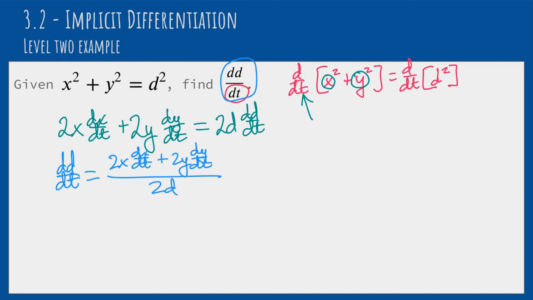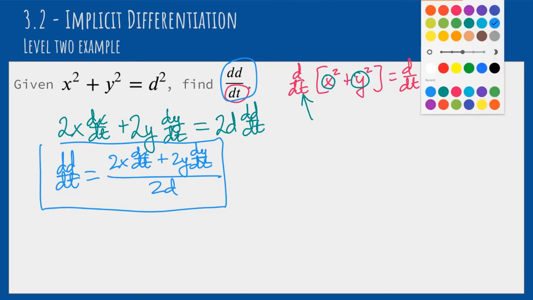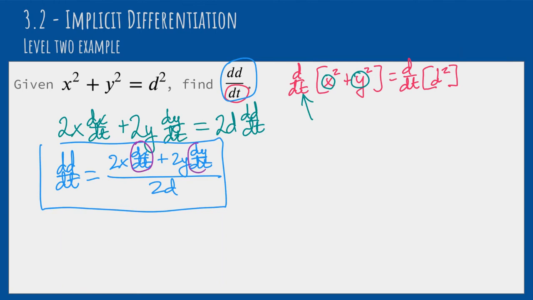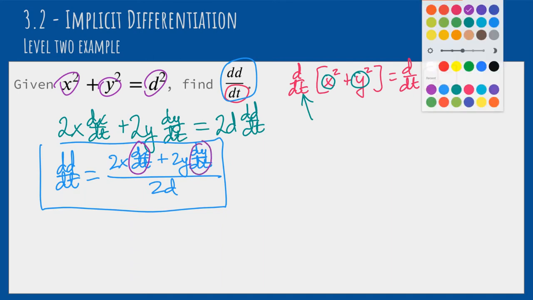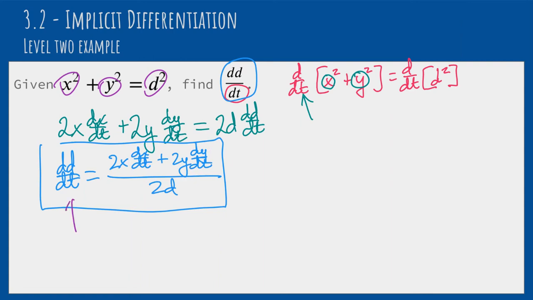But what I want to point out here is that this answer, which is correct and exactly what I was looking for here, it involves some derivatives that were not in the problem to begin with. So if you think about what might be going on here in some application problem, this kind of makes sense. So if x depends on t and y depends on t, so x is changing, y is changing as time passes, then how fast d is changing should depend on how fast x is changing and how fast y is changing.